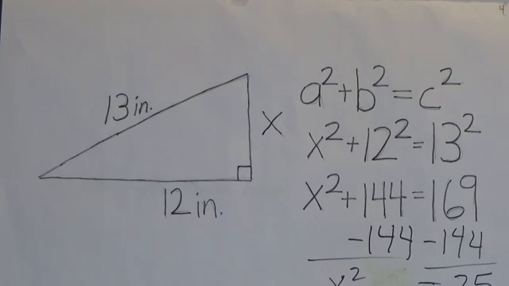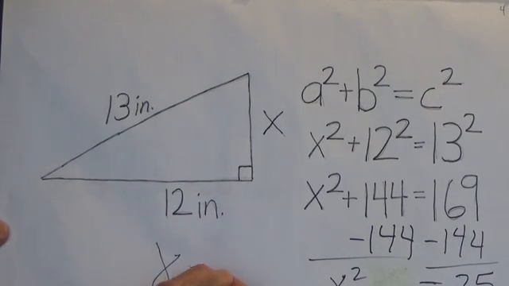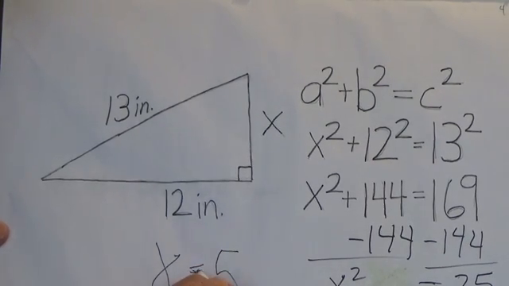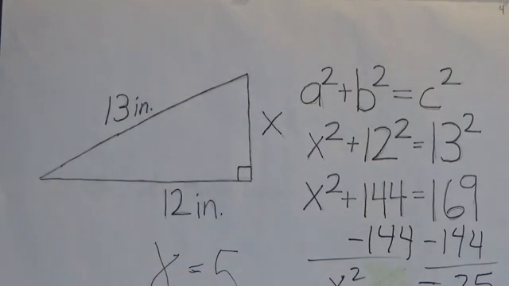And so then we're saying what number times itself gives me 25, and the answer of course here is 5. So x equals 5. The length here would be 5 inches.